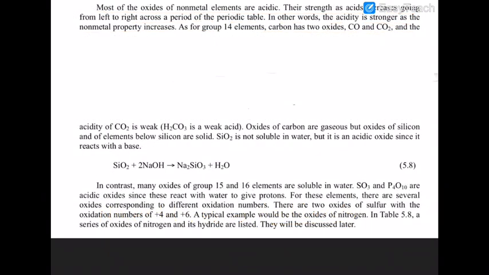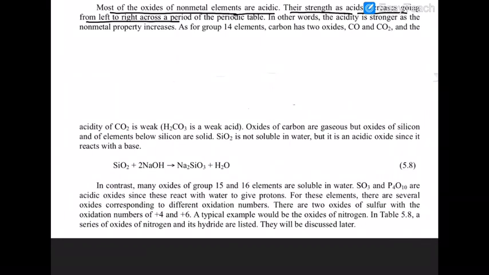Most of the oxides of non-metals are acidic in nature. Their strength increases going from left to right across the period. So this you have to memorize. I am repeating once more: most of the oxides of non-metals are acidic in nature and the strength of the acid increases going from left to right in a period.